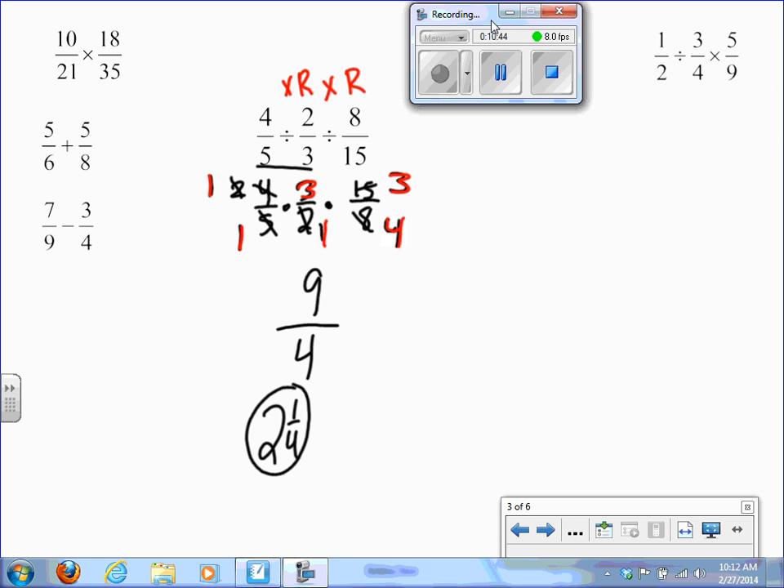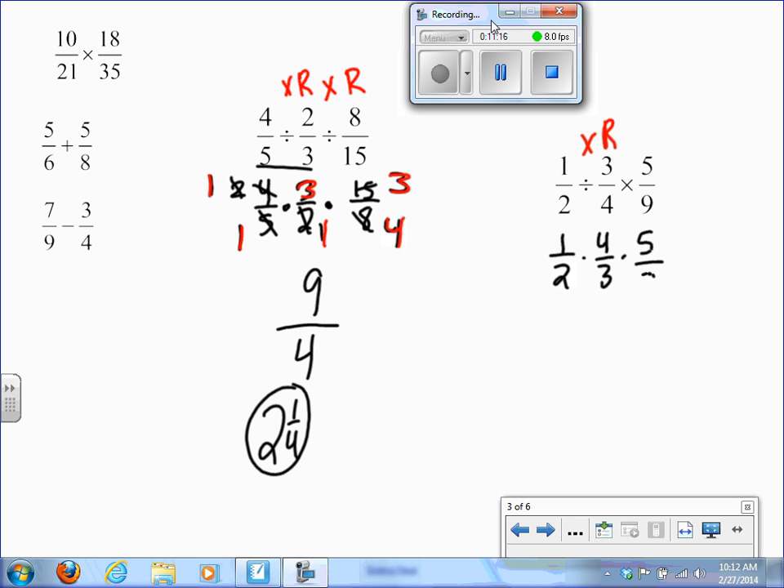Okay? Alright, let's look at this last one here. I have 1 division and 1 multiplication. What do you think I'm going to do first? Akash. Change any division into multiplication. So multiply the reciprocal. So who can tell me my next whole line? Akash, go ahead. 1/2 times 4/3. Times 5/9. It's already multiplication, so we leave it alone.